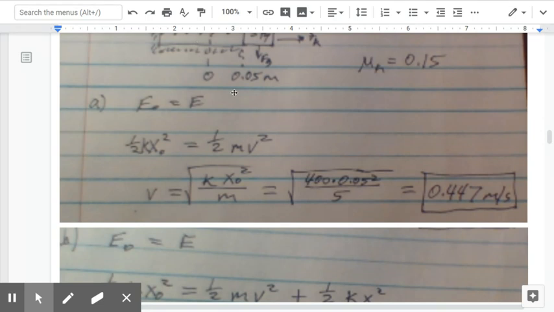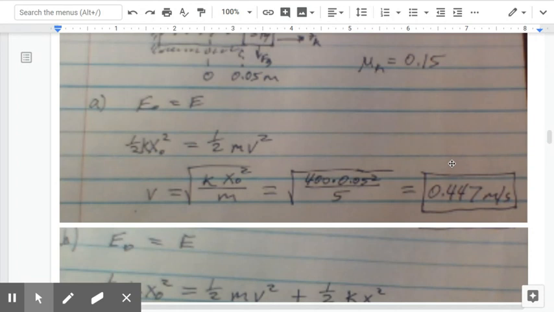And so to do that, we're just going to say that the initial energy, which is the potential energy stored in the spring, is going to be equal to the final energy, which would be the kinetic energy as it passes the equilibrium position. And then rearranging for velocity, we get velocity equals the square root of kx squared over m. And plugging in our numbers, we end up with 0.447 meters per second.